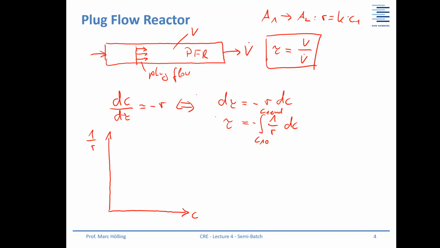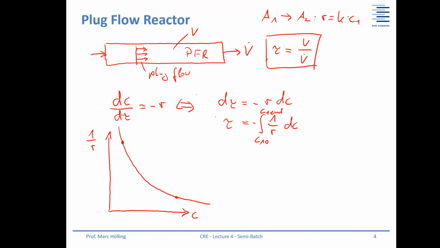And here now we have 1 over R. So if C1 is high, then 1 over R is a low value. If you have a low value of C1, then 1 over R is a high value. So this means that you should have something like this.